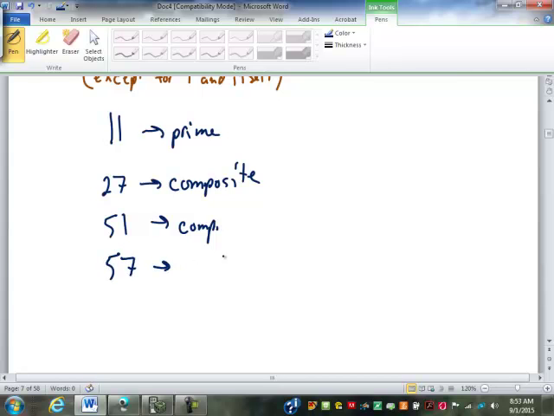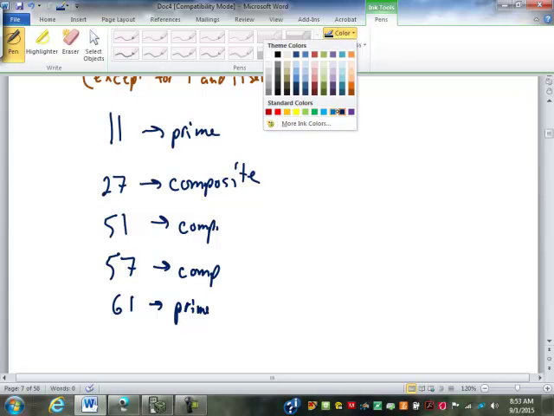57. I'll give you a hint. What's 5 plus 7? 12. So that actually can be divided by 3. That's composite. 61 is prime.